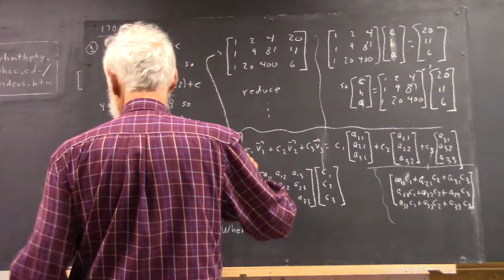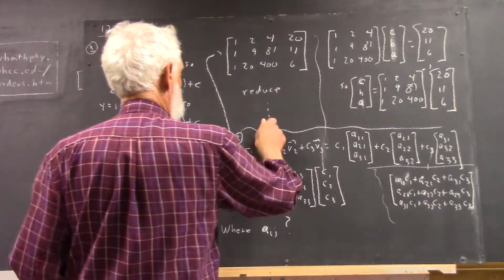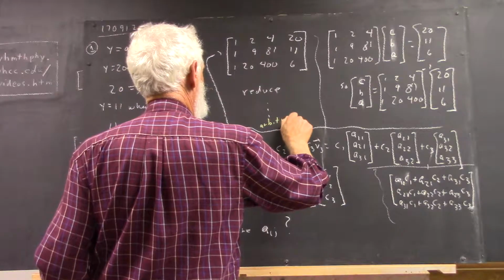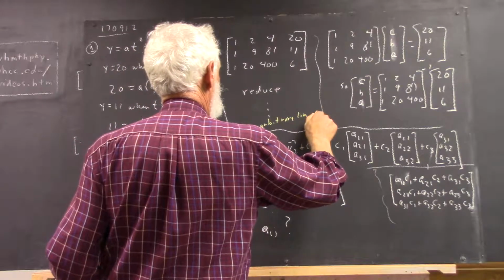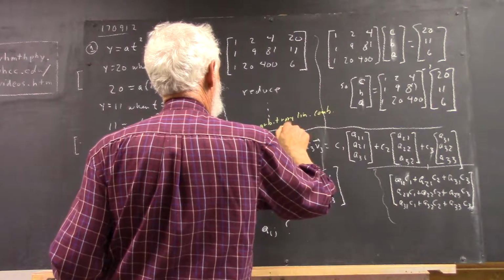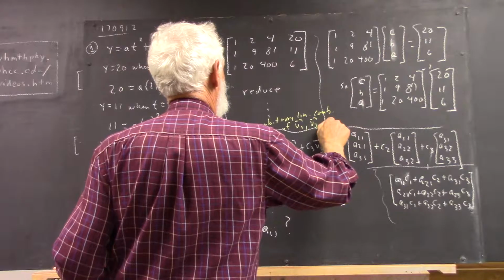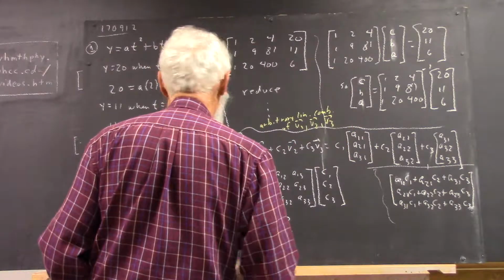So I can just make a little note here, and I'll use a different color. This is an arbitrary linear combination of V1, V2, and V3.